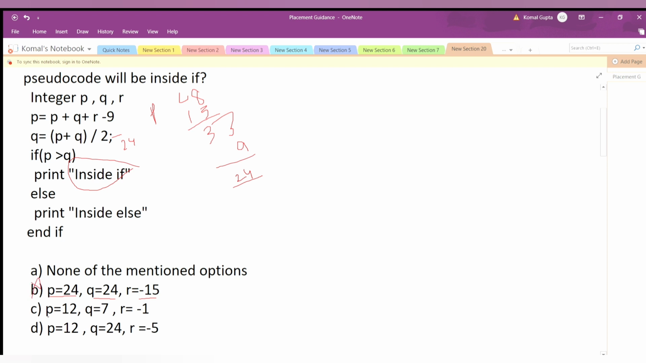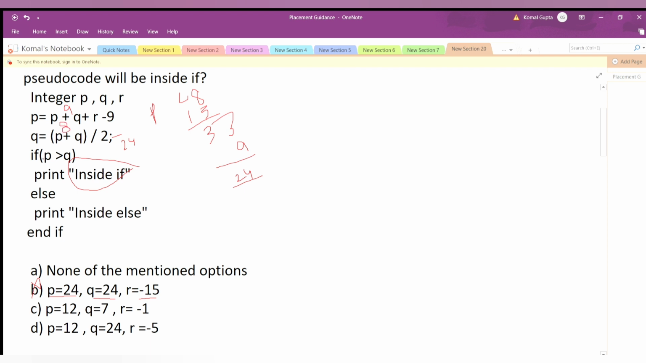Now we will see the second one. P is equal to 12, Q is equal to 7 and R is equal to minus 1. So now we will check here: 12 plus 7, that will be 19. 19 minus 1 will be 18, and 18 minus 9 will be 9. So the value of P is now 9. Now we will calculate the value of Q. Q is equal to P plus Q by 2, so the value of P has become 9 and the value of Q is 7 only. So 9 plus 7 will be 16, and 16 divided by 2 will be 8. So the value of Q is 8.